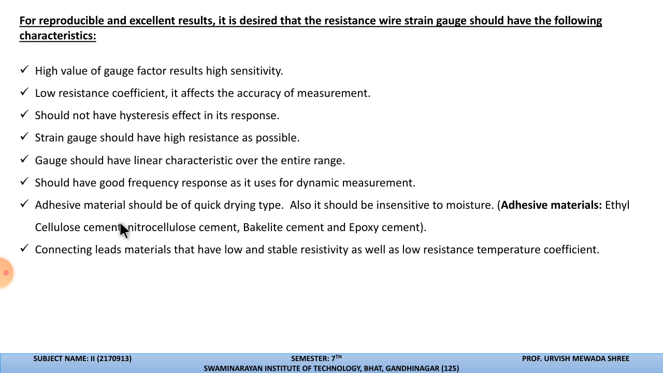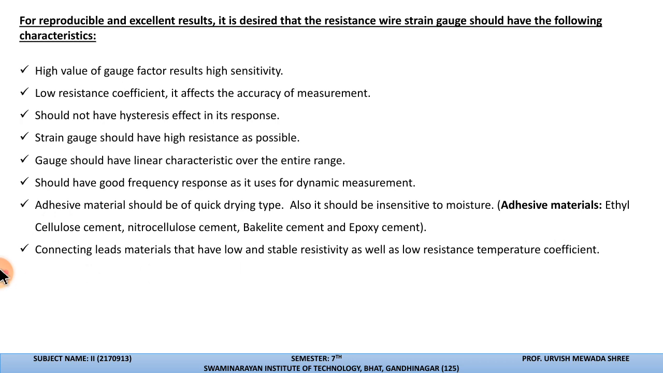And the adhesive material should be of quick drying type, and it should be insensitive to moisture. If moisture is present in the industry, the adhesive material could be weak, and the strain gauge will not stick properly on the surface. The adhesive materials we generally use are ethyl cellulose cement, nitrocellulose cement and bakelite cement. We can also use epoxy cement. Such adhesives can be used for industrial purposes for better performance of the wire strain gauge.